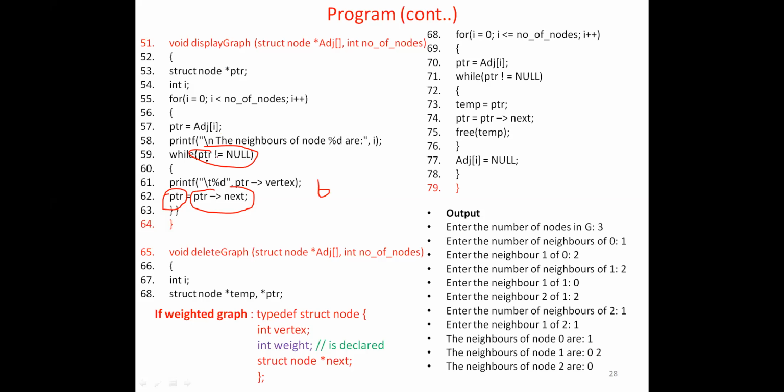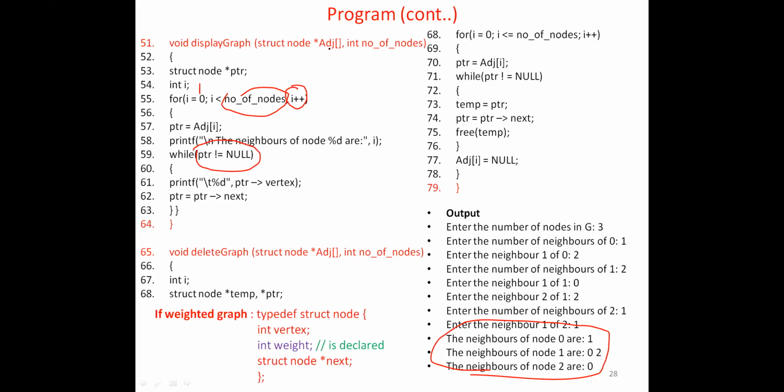Then I am checking the condition: pointer is not equal to null. Null not equal to null is false. It fails and comes out. Then the for loop will increment by 1. I am going for the next node, 1. So it keeps on running this for loop 3 times. Why? Because we have 3 nodes. It runs based upon the number of nodes. So like that it will print. They use integers here; we used alphabets for naming the vertices of the graph.